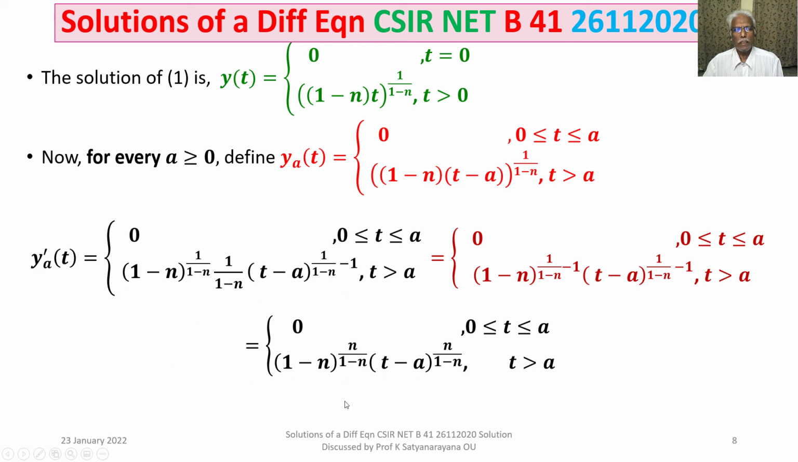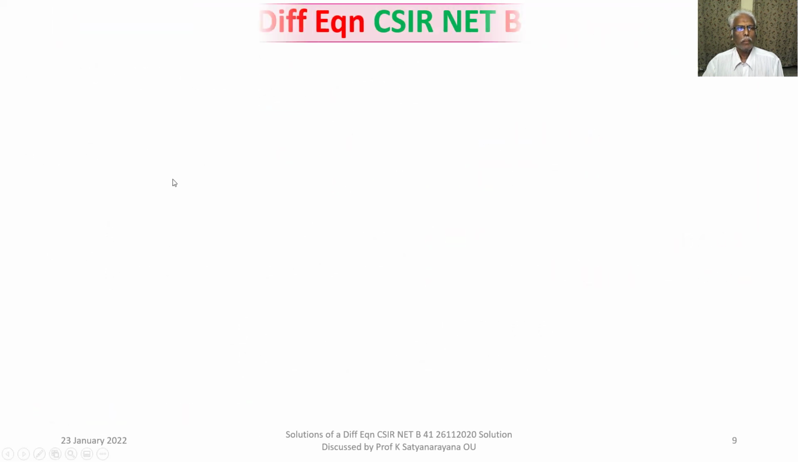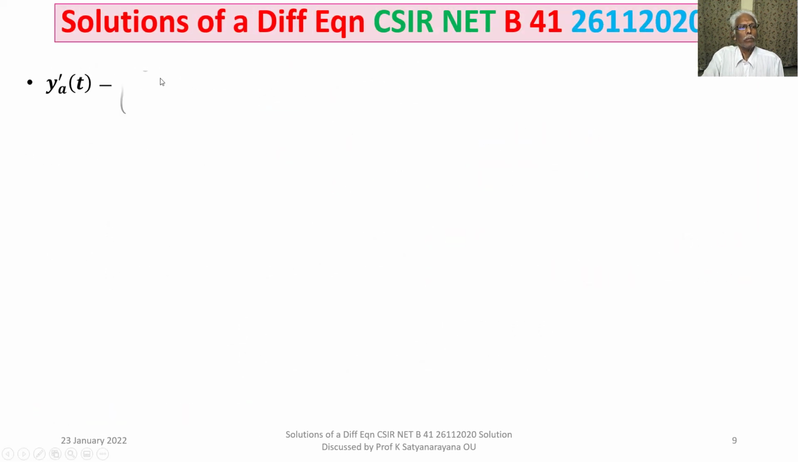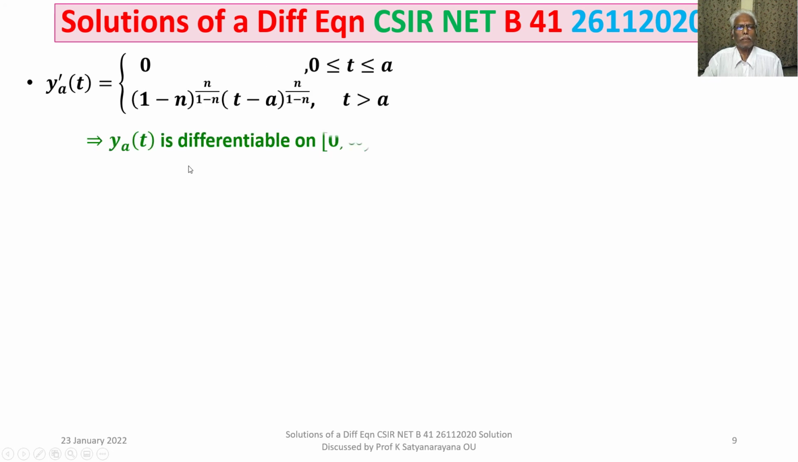So, this says the derivative exists. Therefore, it says y_a(t) is differentiable on 0 to infinity. Of course, we have closed here; what we want is the open interval. This is clear from this. Now, we have seen the derivative exists and y_a(t) is differentiable on 0 to infinity.